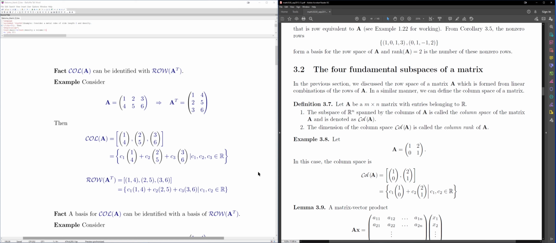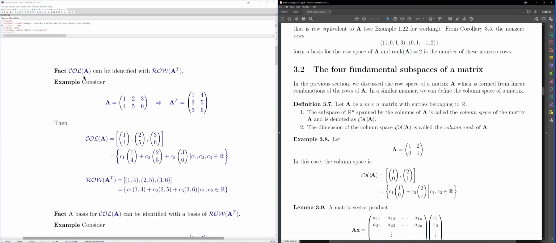Okay, so how we're going to do it is we're going to use transpose. If we want to talk about the column space, you're going to take A and take the transpose of that, so the columns are going to convert to rows. And then you use your theory for row space, and that's how you're going to get your basis. So let's see how it works over here.